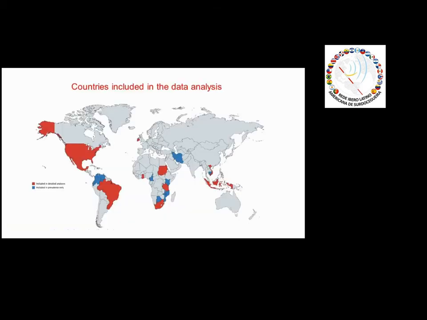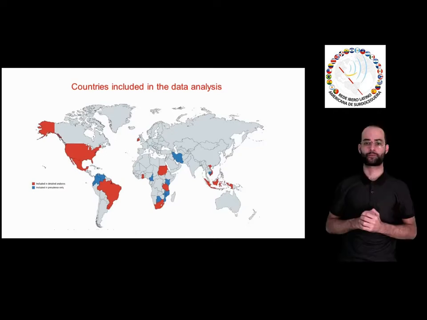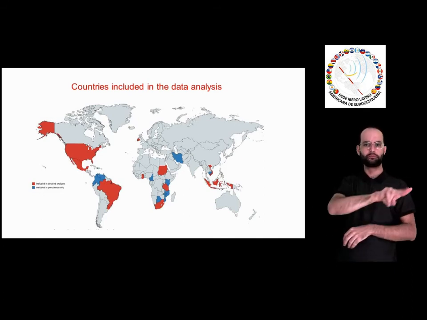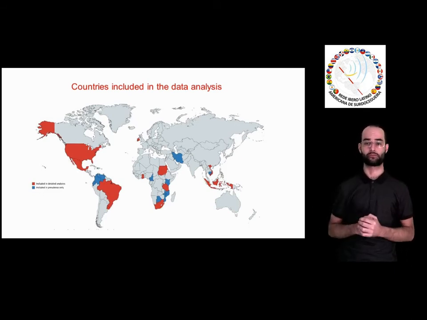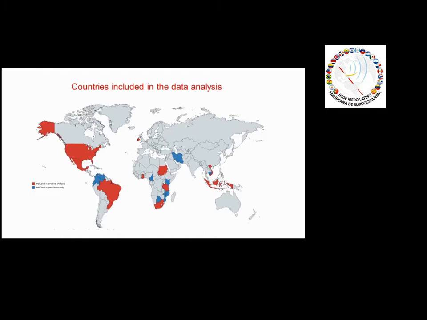Fourth slide. On the top, in red ink, centered, it says: countries included in the data analysis. Below is a colorful image of the world map with the countries in gray. In red are the countries that were included in the survey with a detailed analysis, and in blue are the countries only in prevalence. Among those in red we can highlight Brazil, United States, Mexico, Alaska, South Africa, Sudan. Among those in blue we highlight Colombia, Ecuador, Venezuela, Iran.